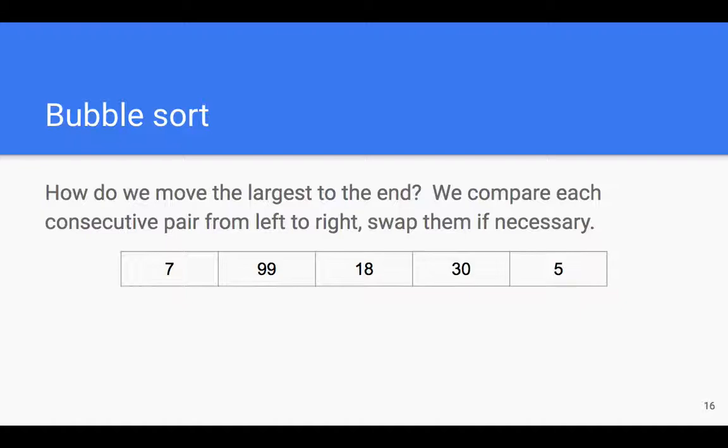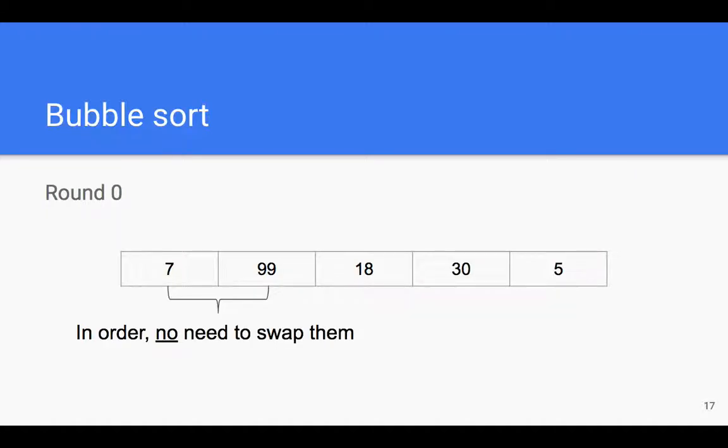So how do we move the largest to the end? What we actually do is compare the integers pair by pair, starting on the left side and moving to the right. We swap them if they are out of order. So let's look at this the first time. We're starting with round 0. We look at 7 and 99.